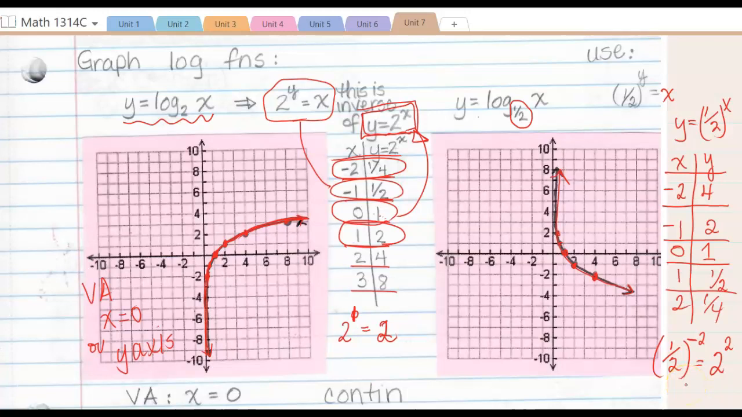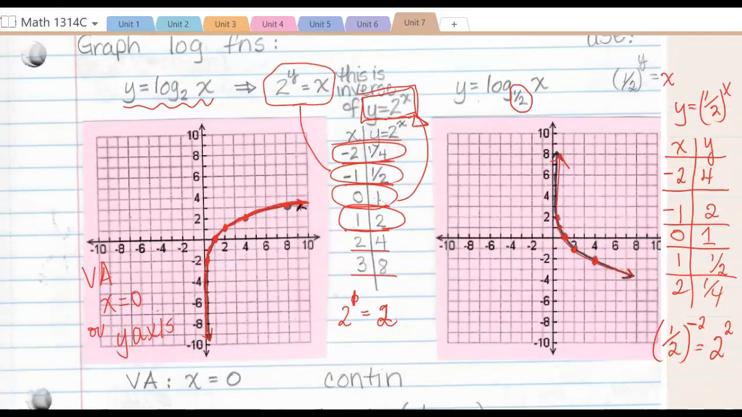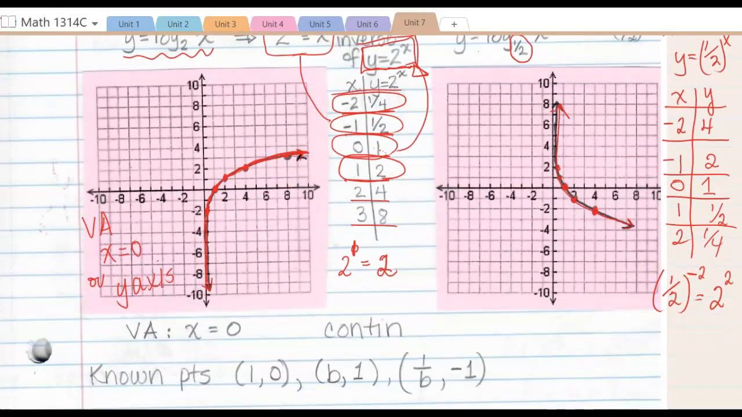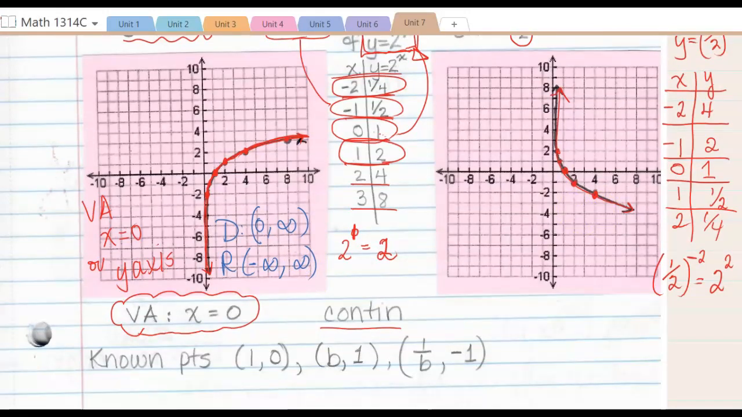Well, let's talk about what these graphs do and what they contain. A couple of things that we should know is that it's always going to have a vertical asymptote of x is equal to 0. And they are continuous functions. We can also talk about the domain and range for these. The domain over here will be from 0 but not including 0 until we get to infinity, and the range will be from -infinity to infinity. And that's true for both of these functions.